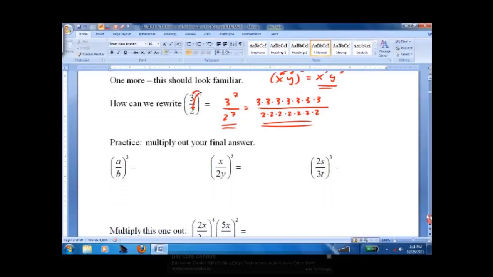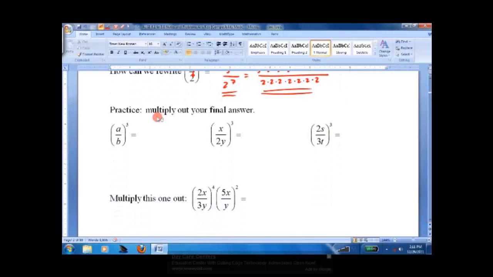So, practice. Now notice I say multiply out. So here we're going to actually multiply them out. There's nothing to multiply out here, so we just put the 3 on both of them. Finally, we have something to multiply out. X to the third, 2 to the third, y to the third. Well, that's x to the third over 8 y to the third.